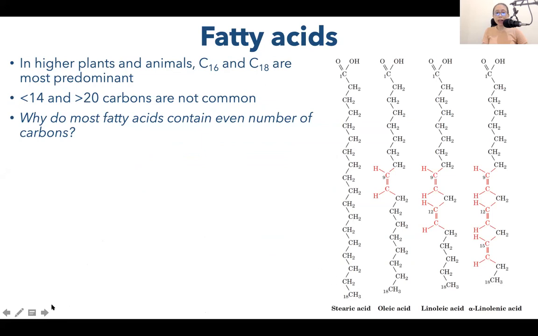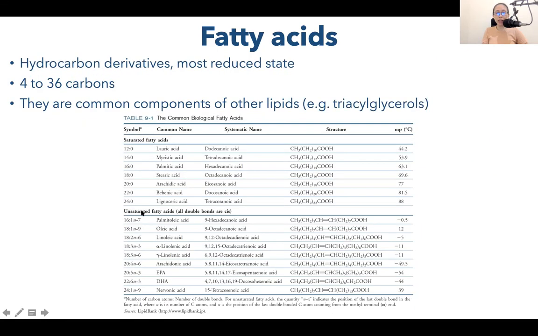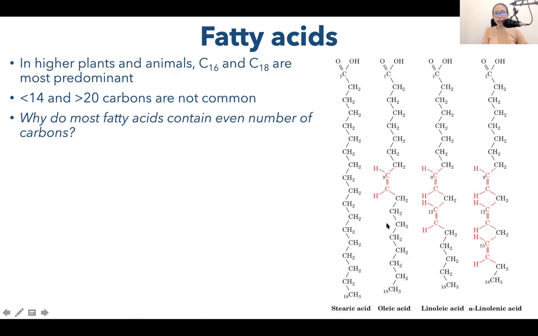And when we say unsaturated, it means the hydrocarbon chain has at least one double bond. So pag may isa kang double bond, unsaturated na yon. Example, oleic acid has a double bond between carbons 9 and 10. Yan. So in higher plants and animals, the predominant fatty acids contain 16 carbons to 18 carbons. So nandun siya sa gitna ng range natin. So 'di ba kanina sabi, fatty acids can contain 4 carbons to up to 36 carbons. So yung pinaka-common nandun sa gitna ng range.